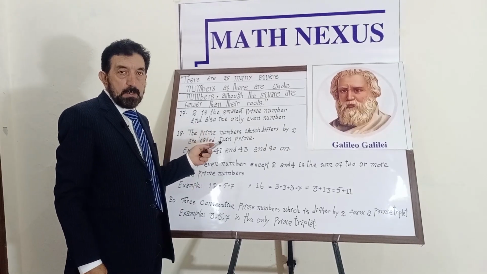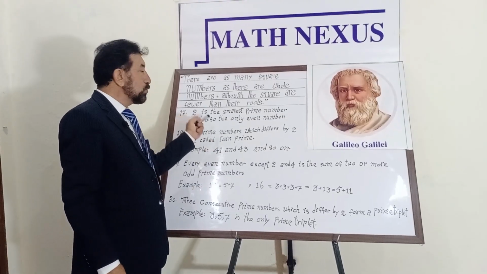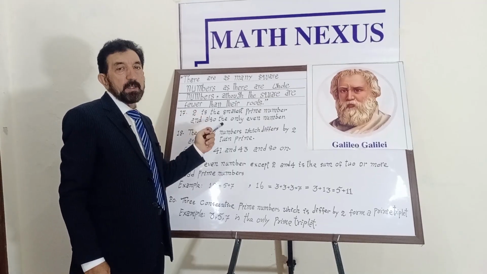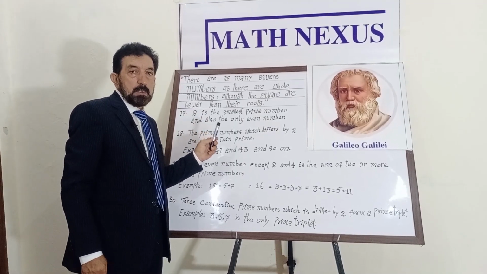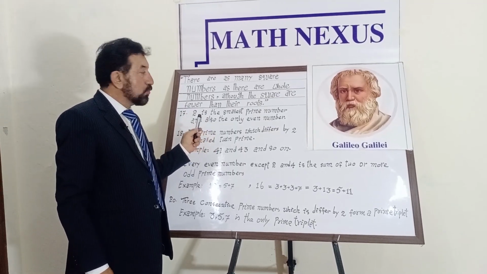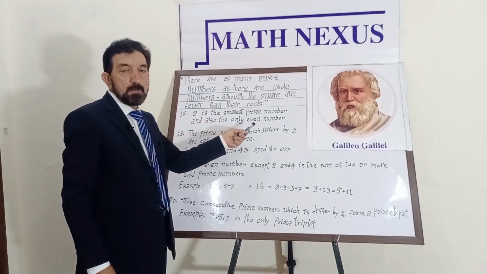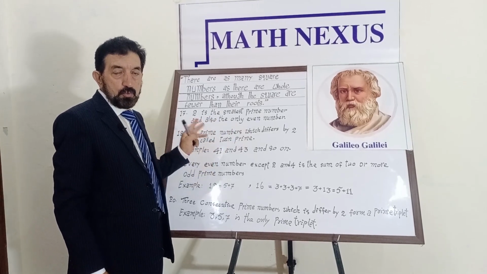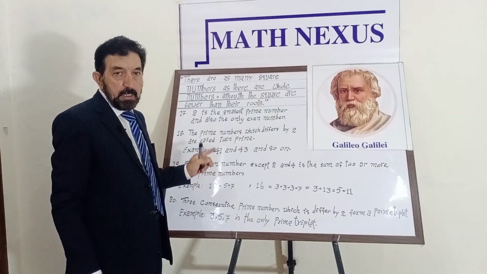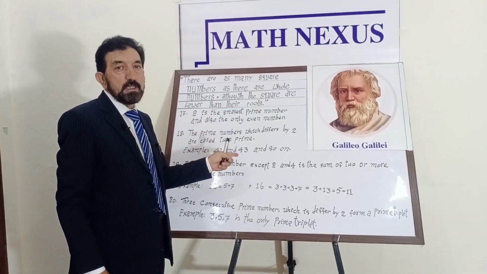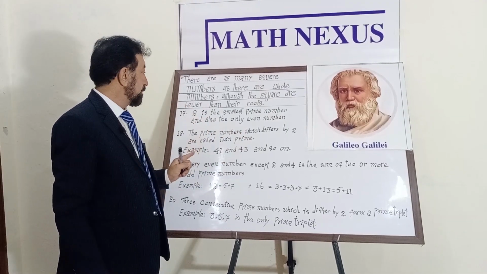Among prime numbers, only 2 is an even number. 2 is the smallest prime number and 2 is the only even prime number.